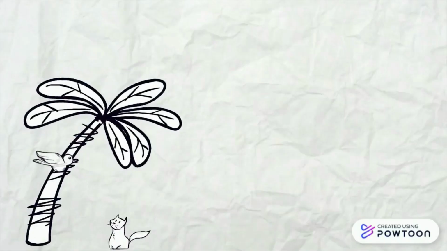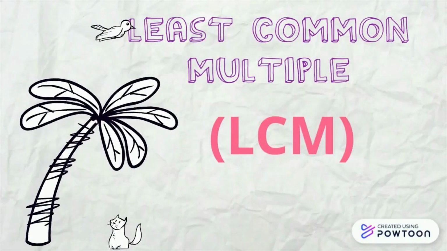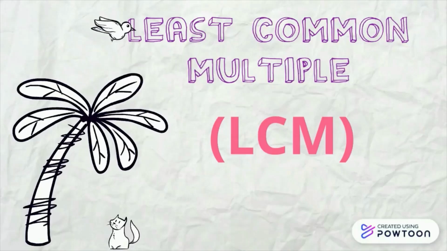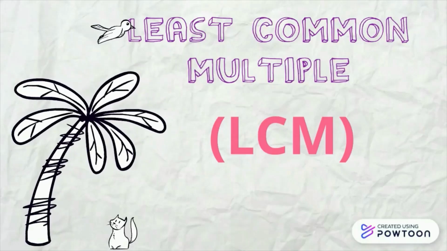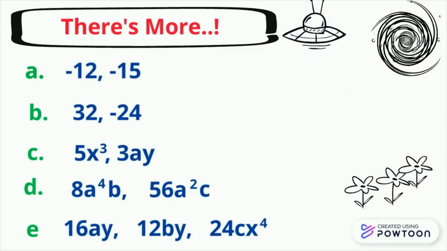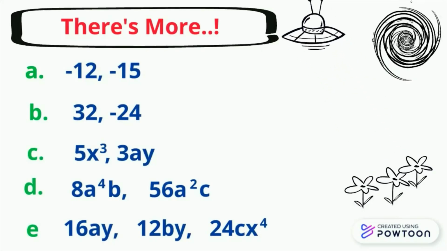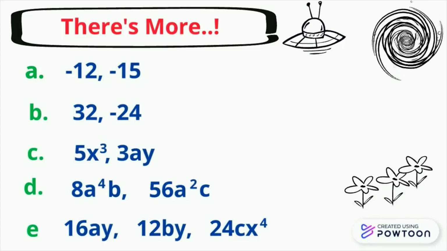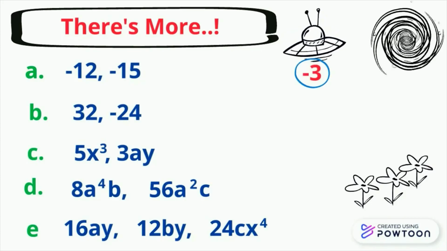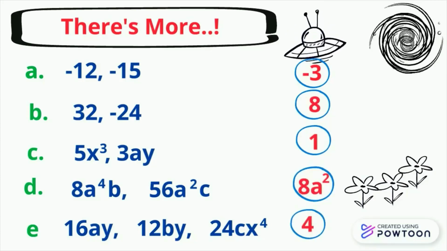Ang ating pag-uusapan ngayon ay tungkol sa least common multiple. Bago ang lahat, nais niyo bang malaman ang mga sagot sa mga tanong patungkol sa GCF? Ang mga sagot ay -3, 8, 1, 8a squared, and 4.